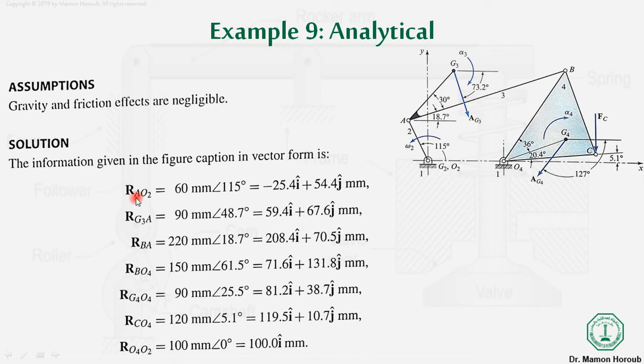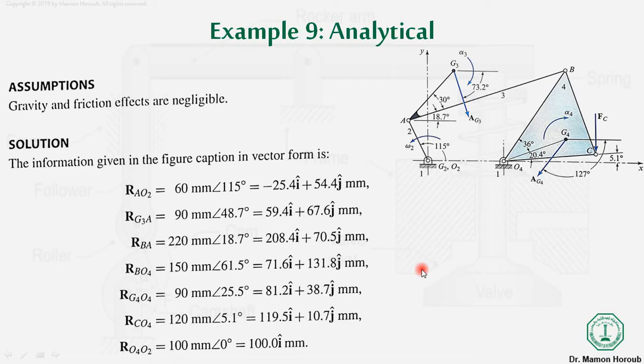So over here you can see all the distances like RaO2. Where is RaO2? This is RaO2. The length of link 2 is 60, so we can write it in this form, 60 millimeter at an angle of 115. Similarly, we can write it in the form of i and j, where this 25.4 comes when you write 60 cos of this angle, and this comes when you write 60 sine of 115. Okay, so we can write all the lengths in this system in this form.